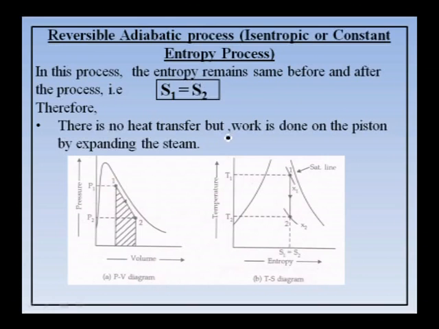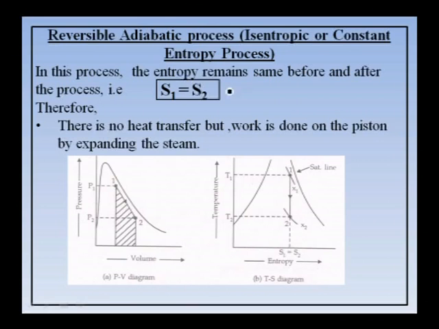Next we will go to the next process, that is the adiabatic process. It is also called a reversible adiabatic process, or isentropic, or constant entropy process. This process is important for the next chapter. So what is an adiabatic or isentropic process? In this process, the entropy remains the same before and after the process.